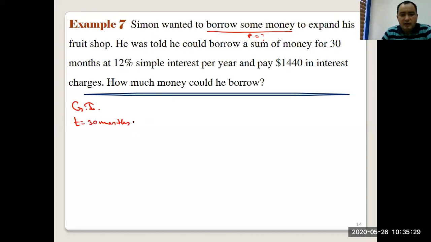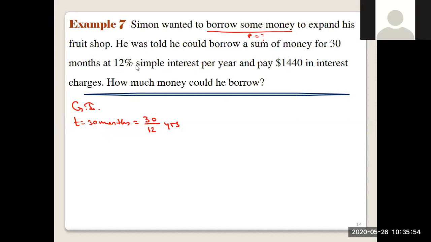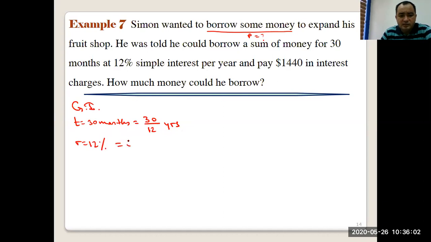And immediately we have to change this into years because this one is 12%, means it is per year, right? So 30 months is 30 over 12 years. Because in 1 year we have 12 months, right? To convert month into years, we have to divide by 12. Or convert years into month, we have to multiply by 12. Okay, and also rate is given 12% per year. So here we have the rate is 12%, which is 0.12, right? And pay 1,440 in interest charges.